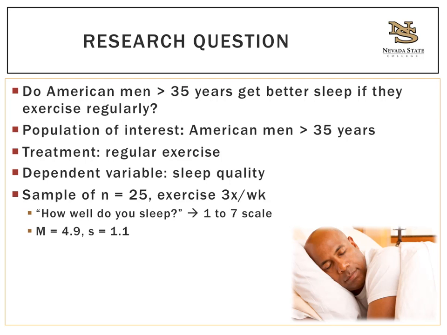And let's say that on this scale, you find a sample mean of 4.9. So a little bit above the middle of the scale, which is good. So it means people aren't getting horrible sleep and they're getting slightly okay sleep. And the standard deviation for your sample is 1.1 on the scale of 1 to 7. Okay, so now you have some data that might help you answer this question of whether American men over the age of 35 get better sleep if they exercise regularly.